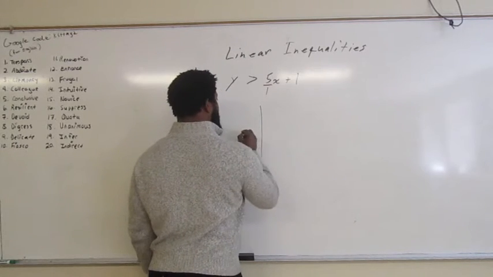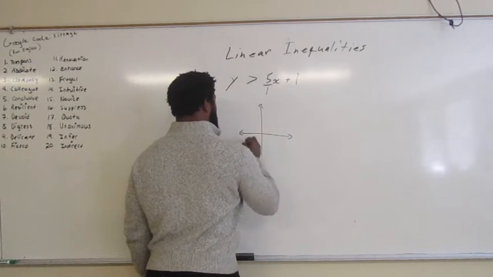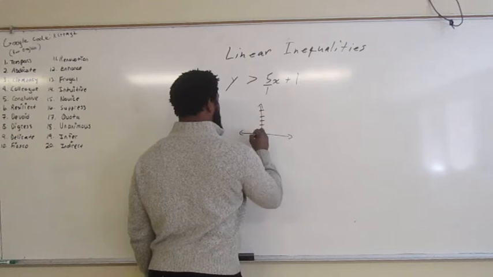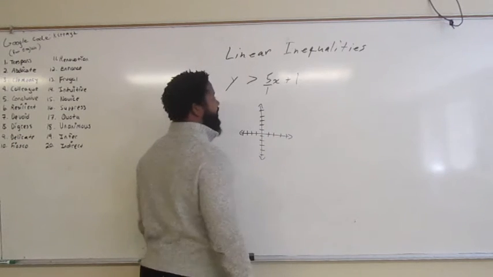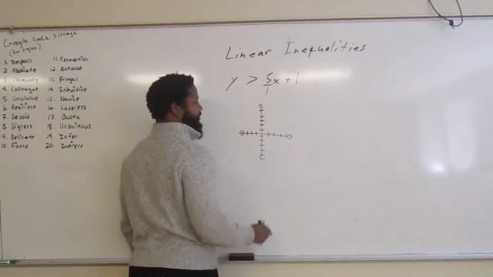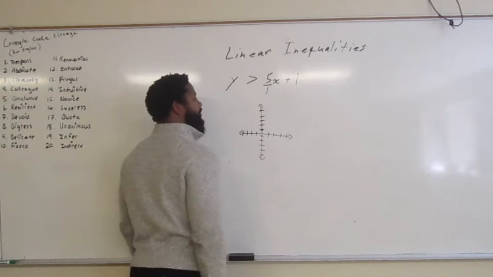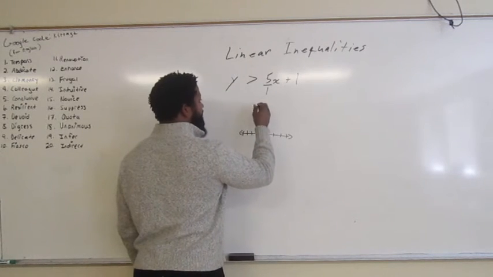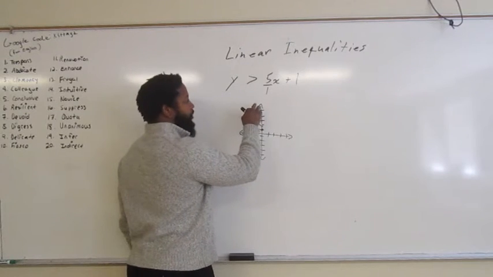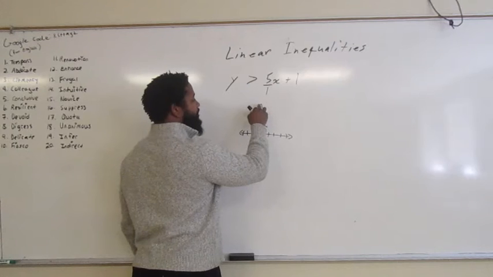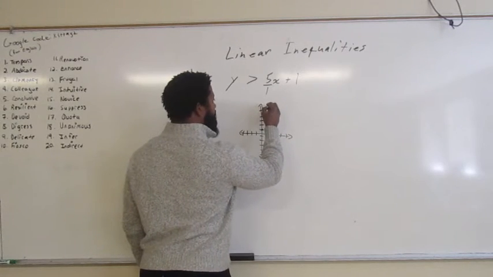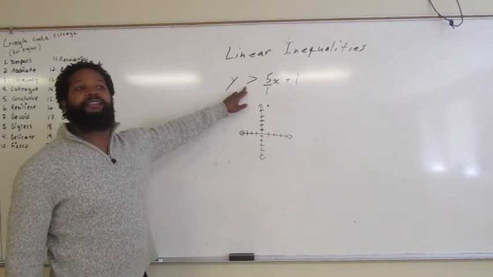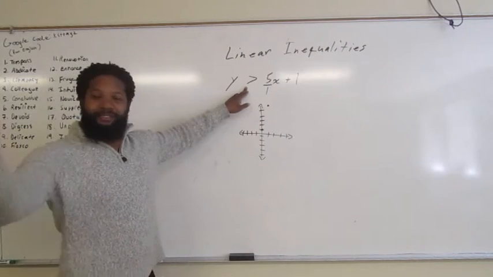So we have 1, right? Obviously the 1 is right here. How many are we going to count up? 5. 1, 2, 3, 4, 5. Right here. And which way do we run? To the right. Why? It's positive. Good job. How many do we run to the right? 1. Now, what kind of sign is this? Greater than. So therefore, what kind of line will we draw? Dotted. Good job.